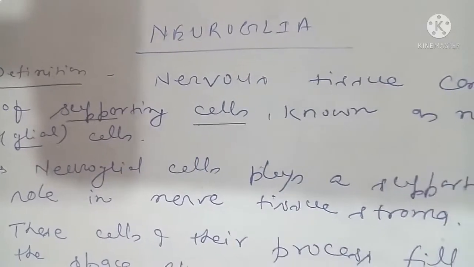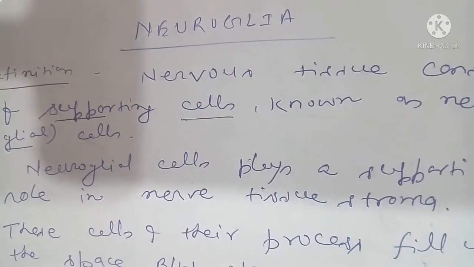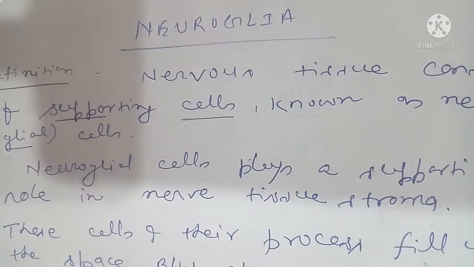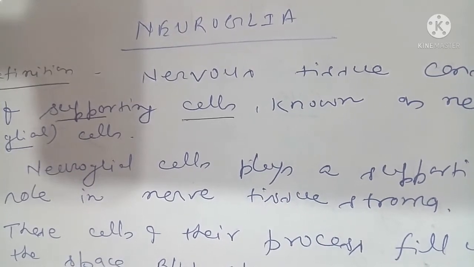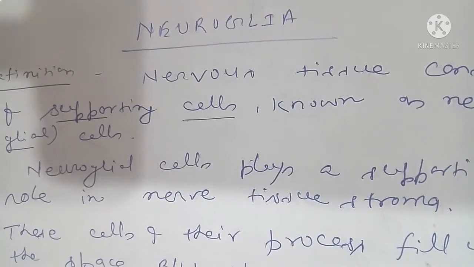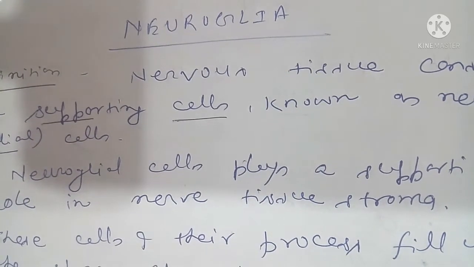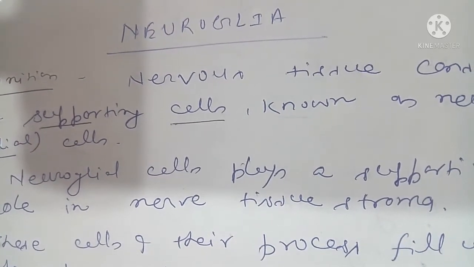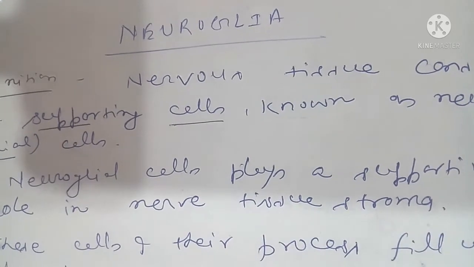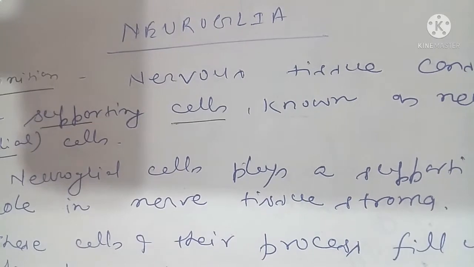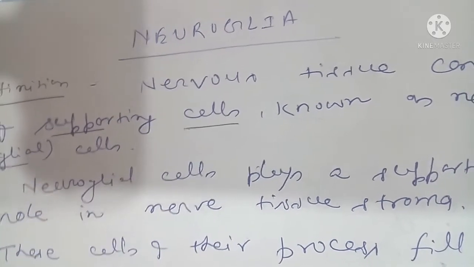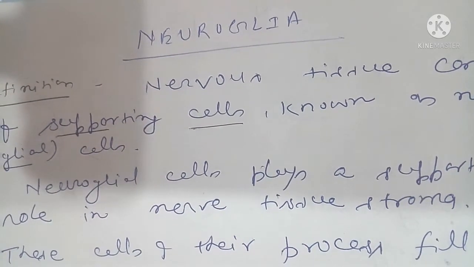Good morning everyone. In the previous section I discussed the nervous system and the neurons. The nervous system is made up of specialized cells called neurons. The nervous tissue also consists of supporting cells, and these supporting cells are called the neuroglia cells.